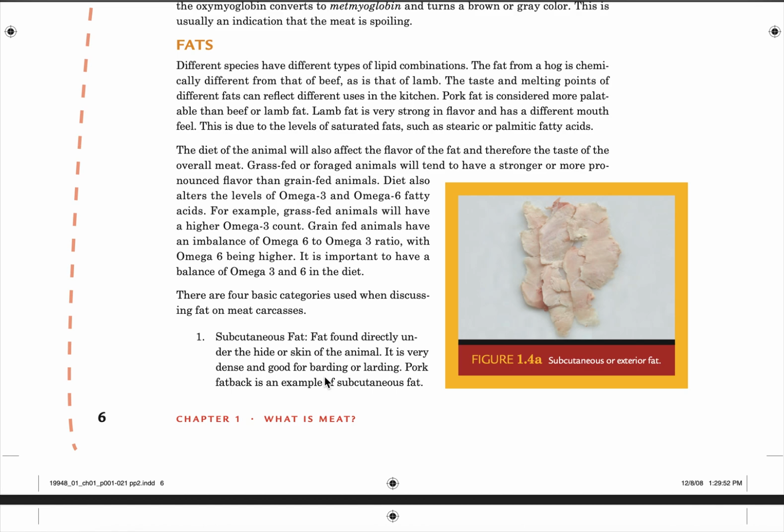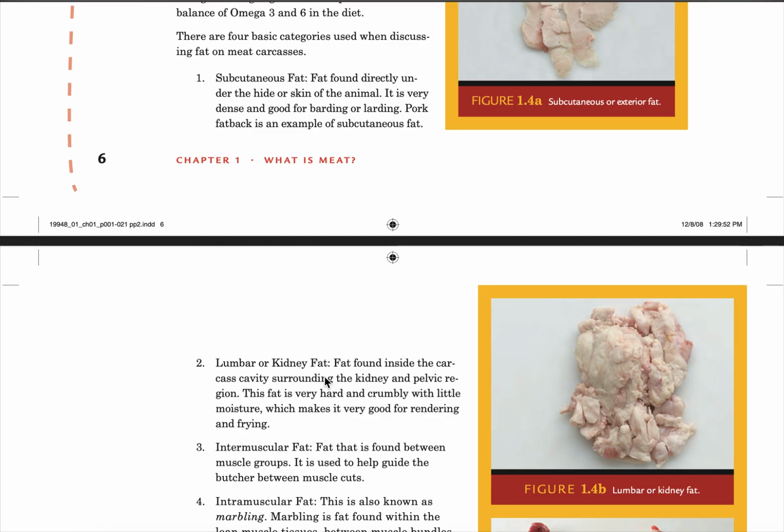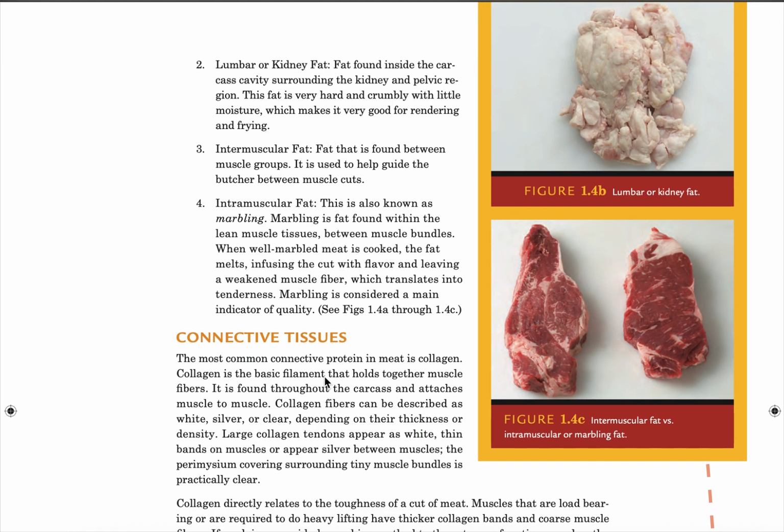1. Subcutaneous fat. Fat found directly under the hide or skin of the animal. It is very dense and good for barding or larding pork. Pork fatback is an example of subcutaneous fat.